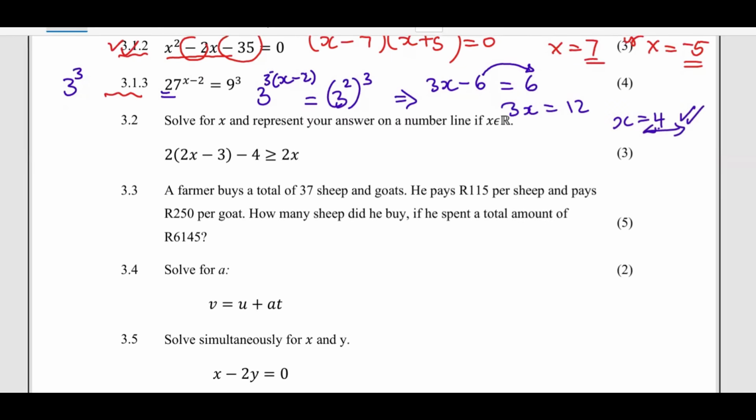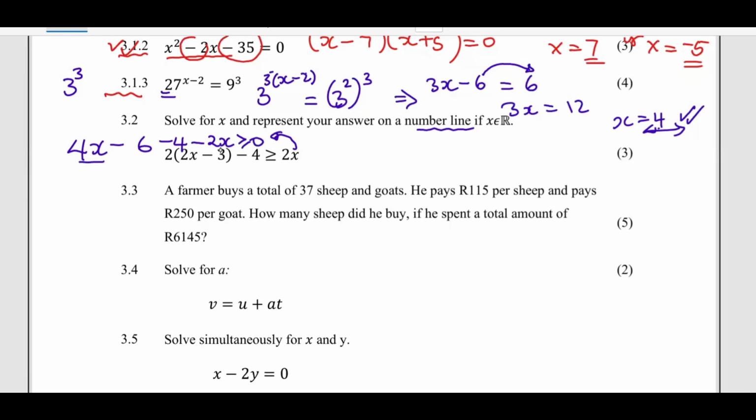3.2, which is the linear inequality. So just like the equations, the way we solve inequalities is the same way we solve those. The only difference is that there is always that extension of the number line. So let's open this bracket. 2 and 2x is gonna be 4x. 2 and 3 is gonna be a 6. You're subtracting 4. Let's move this one to this side. Minus 2x is greater or equal to 0.